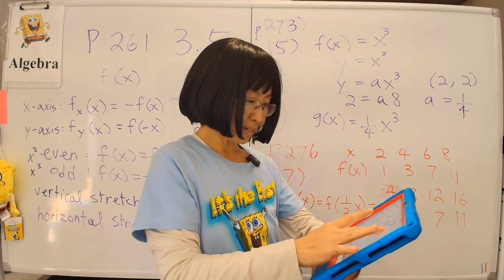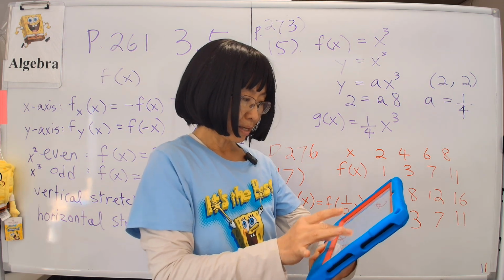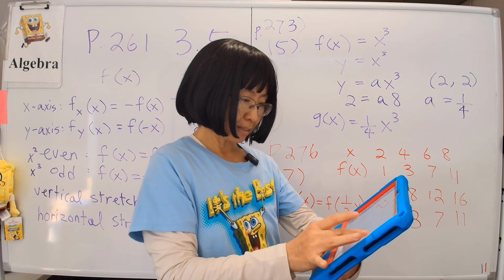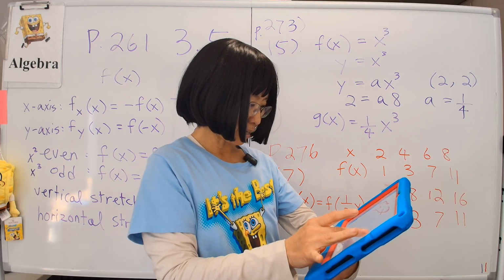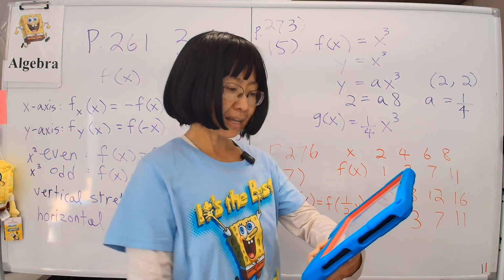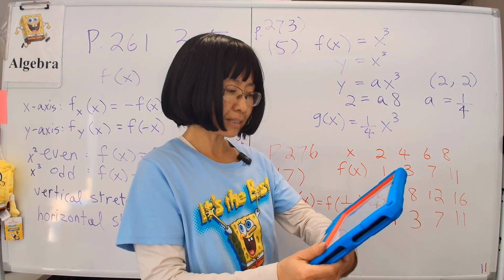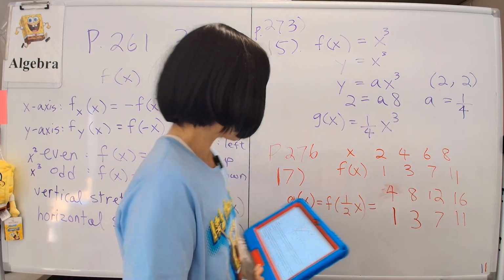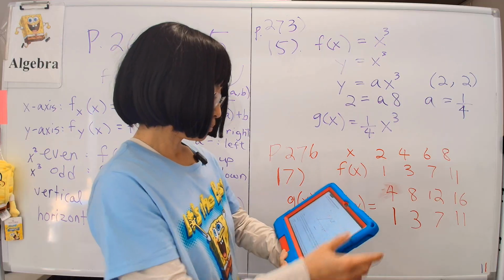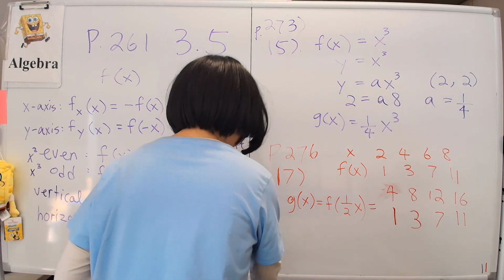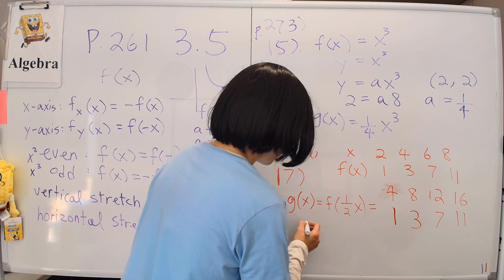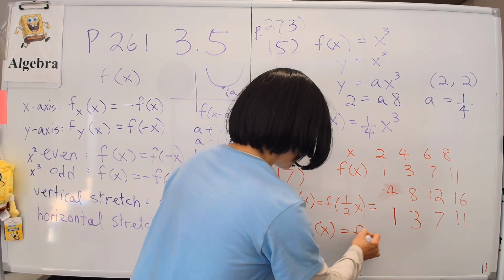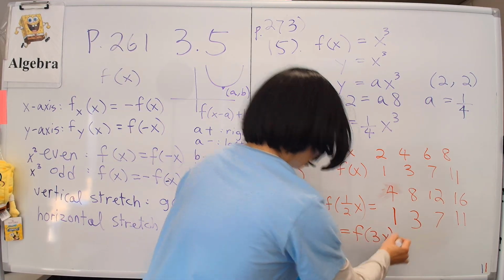We'll divide everything by 1/3, or put it another way, you can also say that the horizontal compression is by 3, which means, to write it down, we have to write it this way. Then g of x is equal to, in this case, the 1/3 is written in here as 3 times.